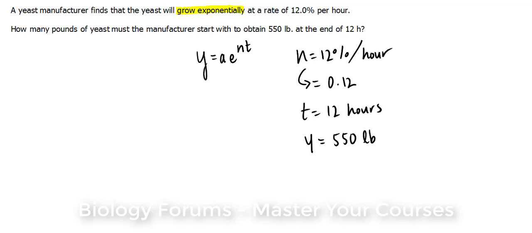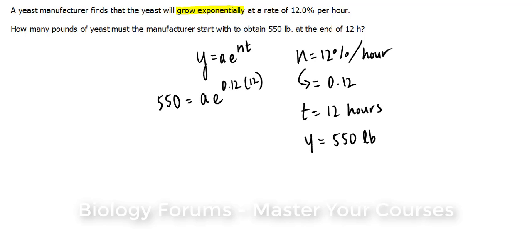Let's plug and play these values into our formula. 550 is equal to your A value, which is what we're looking for. How many pounds of yeast must the manufacturer start with? E, that's Euler's number. N is 0.12, and T is 12.